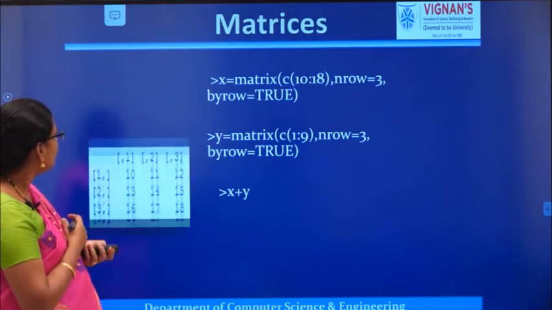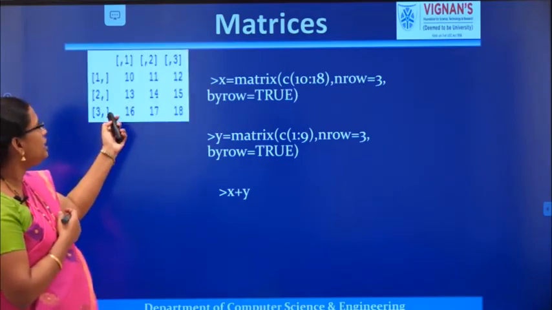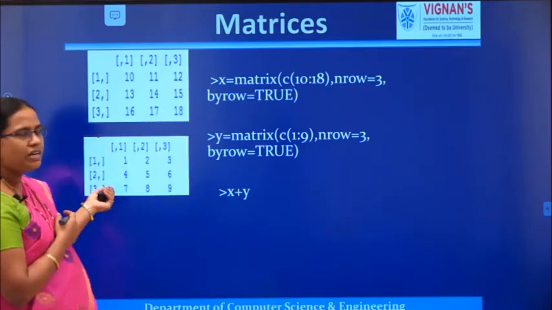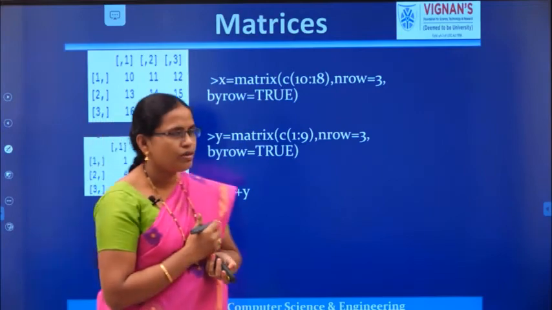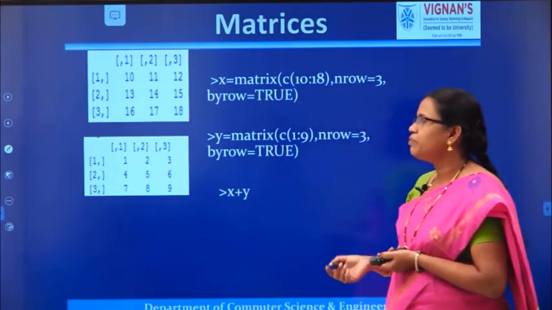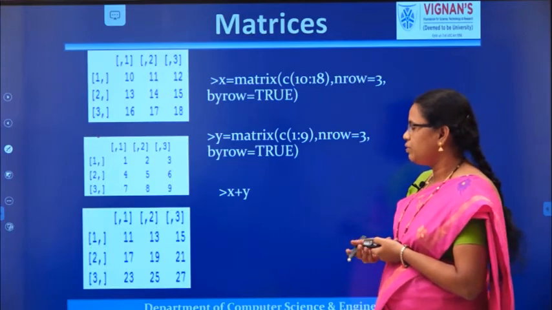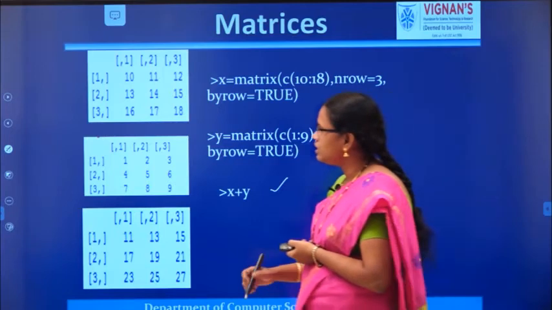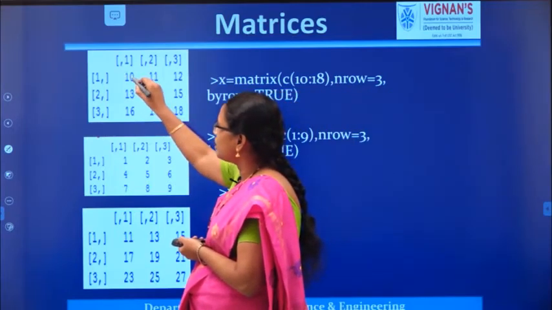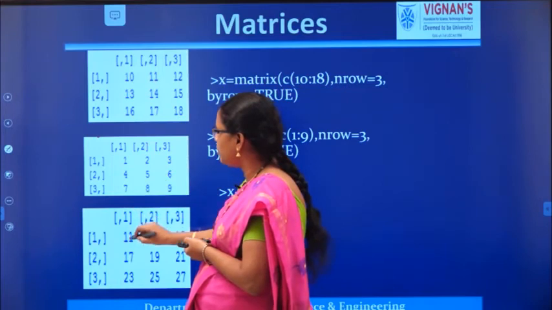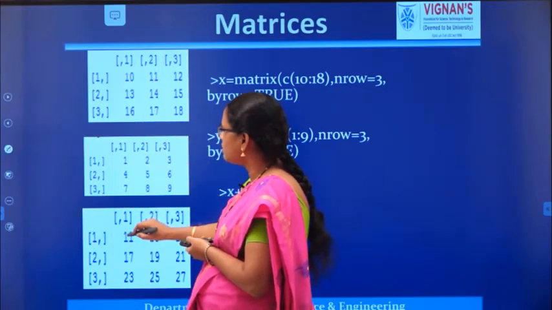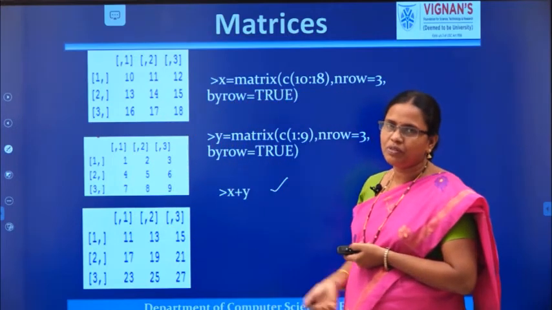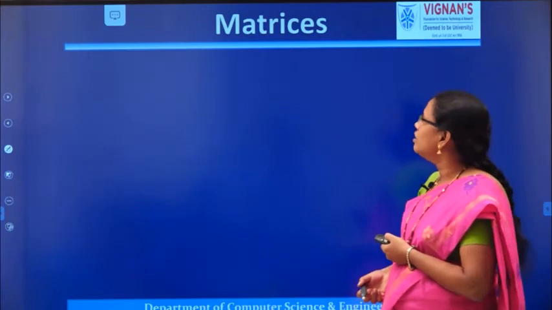You can see here, this is my X matrix, it has the elements 10 to 18 and is of size 3 by 3. I have taken another matrix, Y, which is also of size 3 by 3 and has the elements from 1 to 9. If you run the statement X plus Y, you will have the output like this. You can observe that the first element of the first matrix, 10, plus 1 is performed. So 10 plus 1, its answer is 11. 11 plus 2, its answer is 13. Like this it is going to be performed. Next, let us see the other operation.